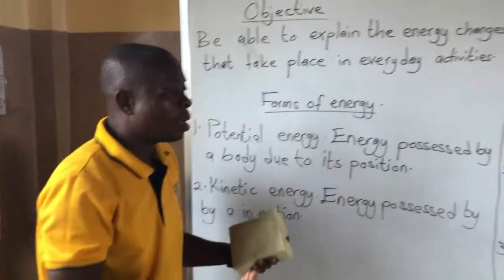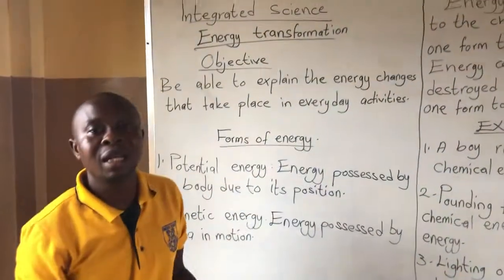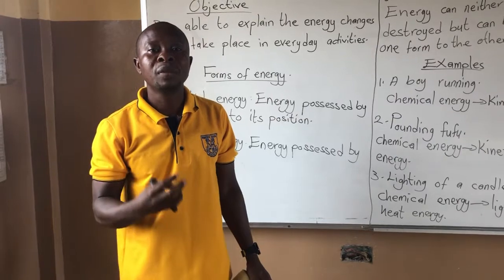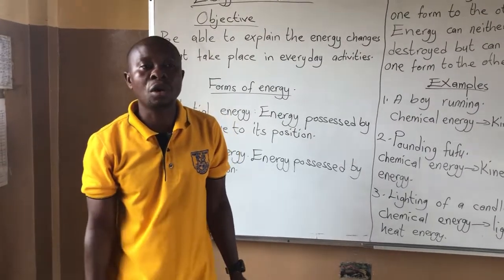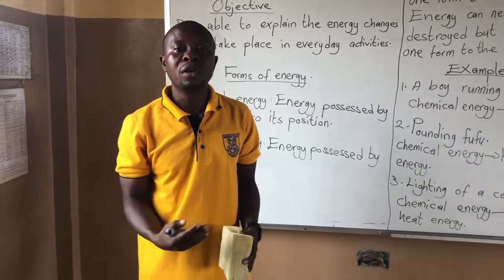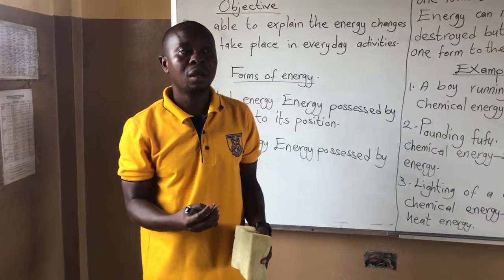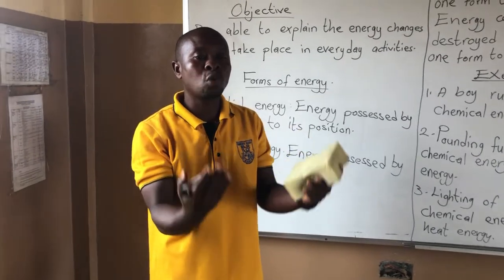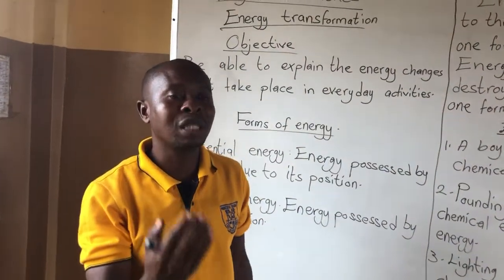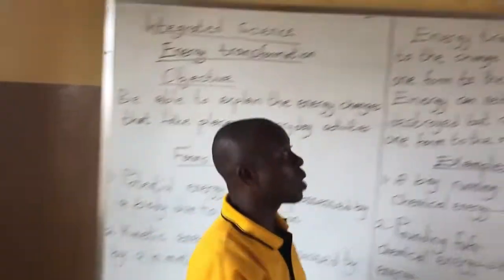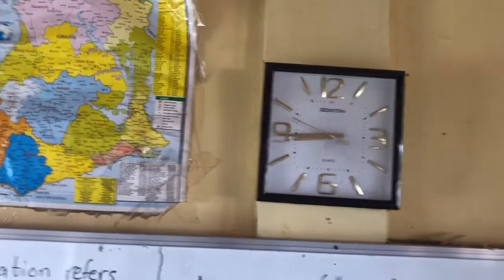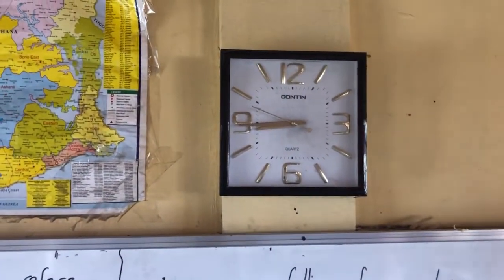So, for example, when I'm standing like this at one place, I'm not moving. I'm possessing potential energy. The same way when you are sitting on a chair and you are not moving, you are possessing potential energy. The same way when an object is hanging at one place, the object is possessing potential energy. Let's look at an example. This wall clock, since it is at one place, is having potential energy. Good. Let's continue with the next.